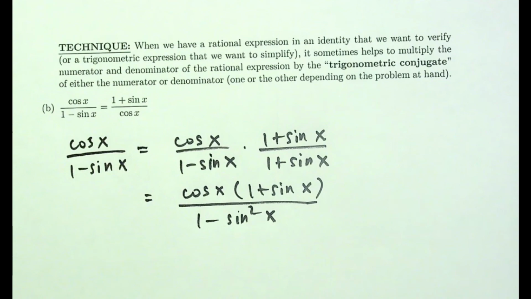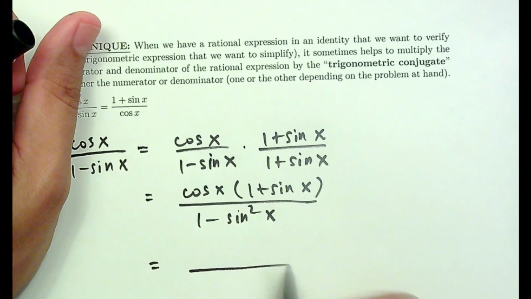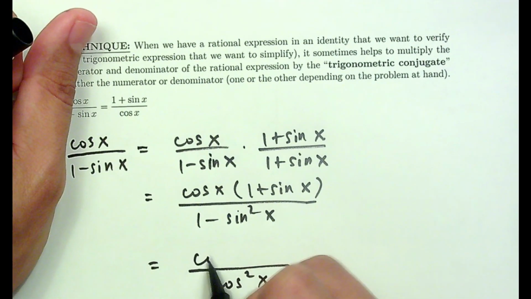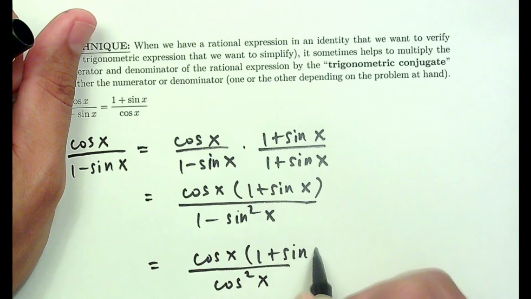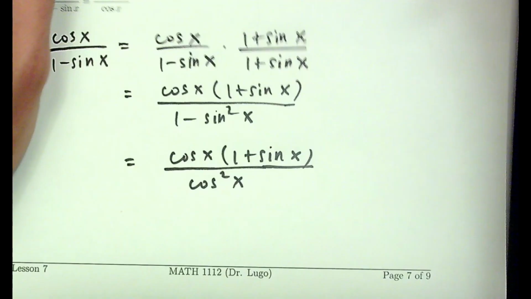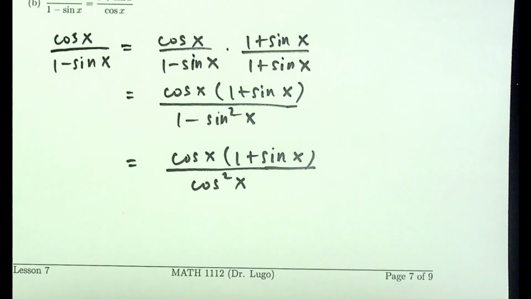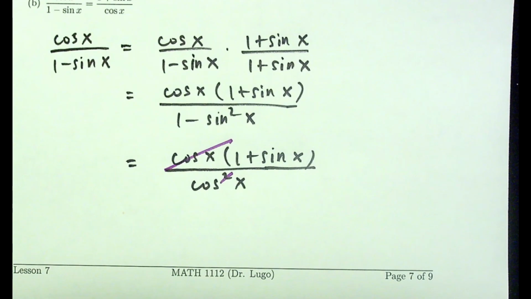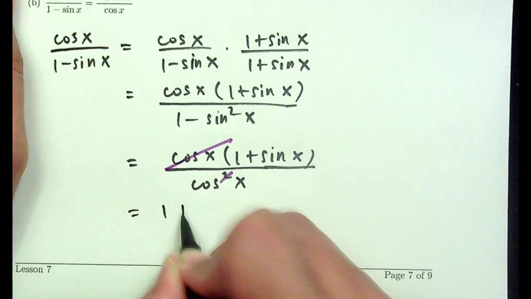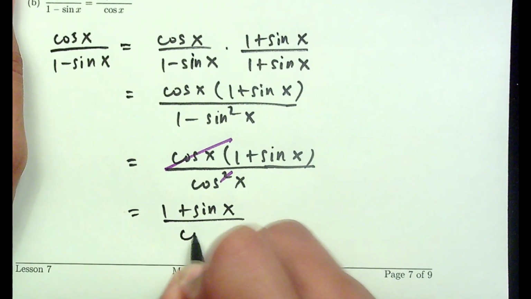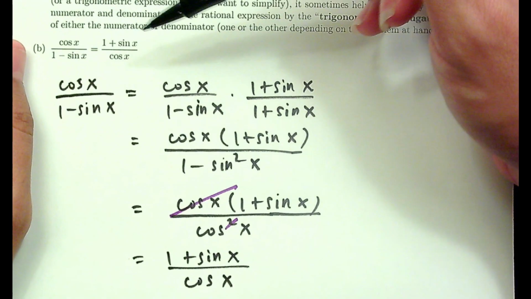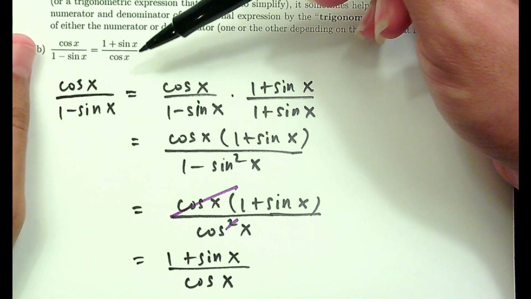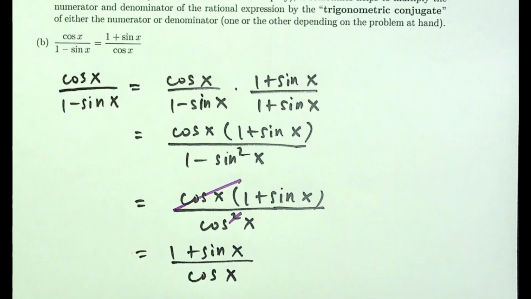Now, 1 minus sine squared, again, that's the trigonometric Pythagorean identity. So that is actually cosine squared. And now note that you can cancel one of the cosines. And what do you end up with? You end up with 1 plus sine of x over cosine of x, which was the goal. Okay, so that's one last trick that you could use to simplify trigonometric expressions.